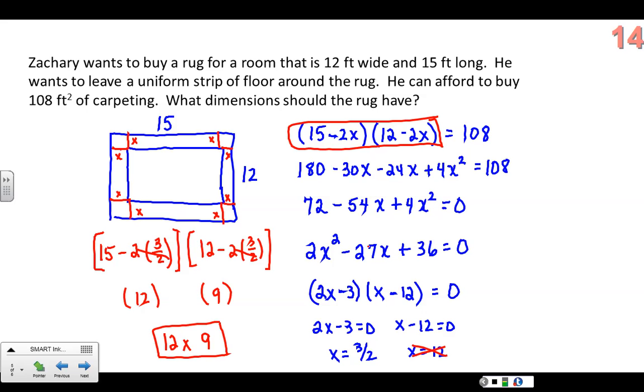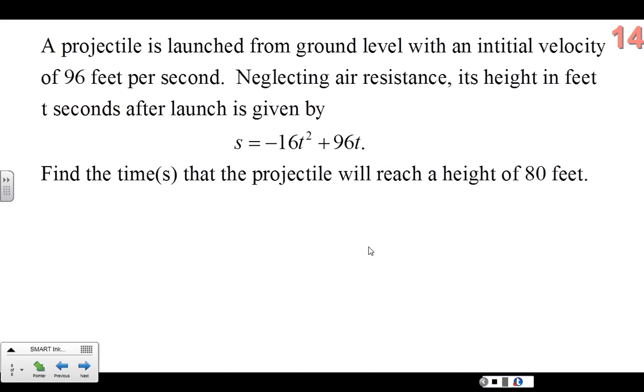Let's do one more example that involves quadratic equations. And this one comes from physics. A projectile is launched from ground level with an initial velocity of 96 feet per second. Neglecting air resistance, its height in feet t seconds after launch is given by this function. S is equal to negative 16t squared plus 96t. We call this the position function in calculus class. Find the time, or the times the projectile will reach a height of 80 feet. So since this is the position function, we want to know when this is equal to 80.